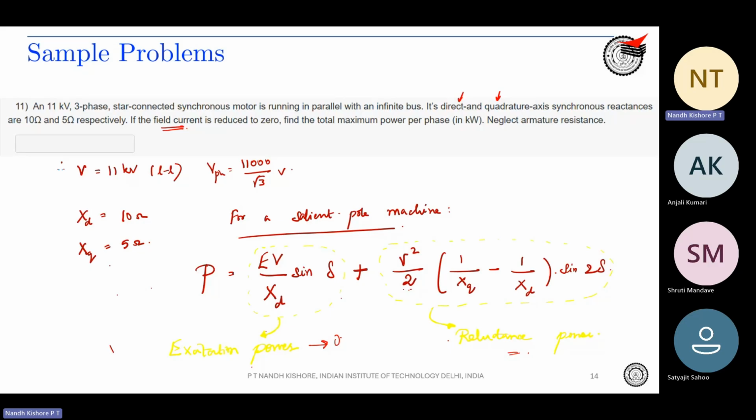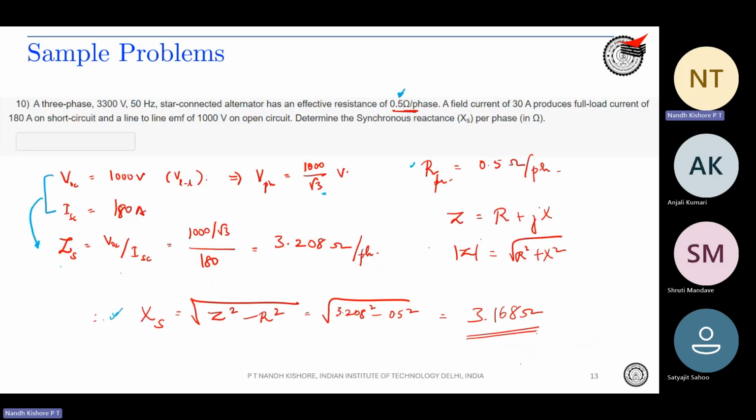In this particular question, excitation power is 0, which means obviously your E is 0. And they have also asked to find out Pmax, so therefore sin 2 del is going to be 1. So just directly substitute. In the earlier question they gave VOC and ISC. You have to calculate per phase, and therefore your impedance is VOC by ISC. Your resistance is given per phase, therefore reactance can be easily found out, that is root over Z square minus R square.